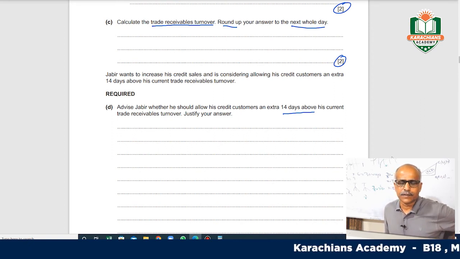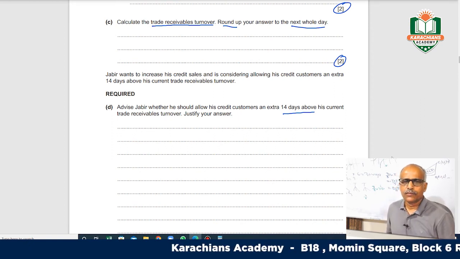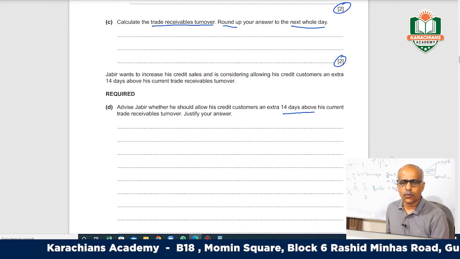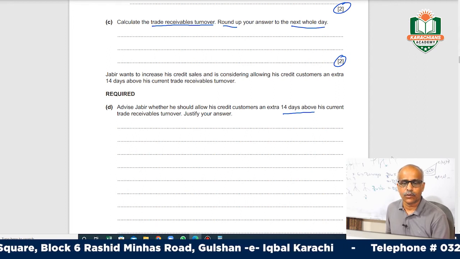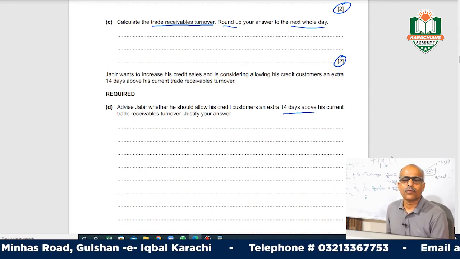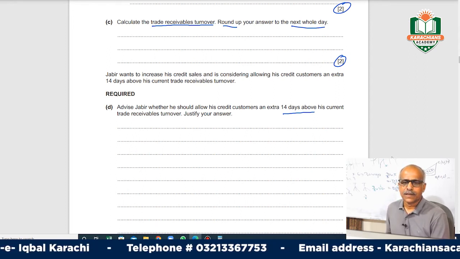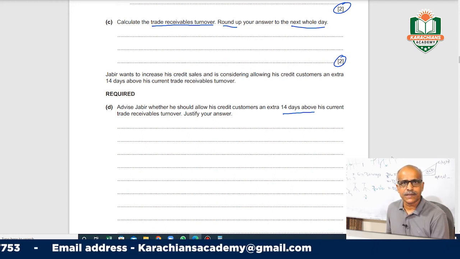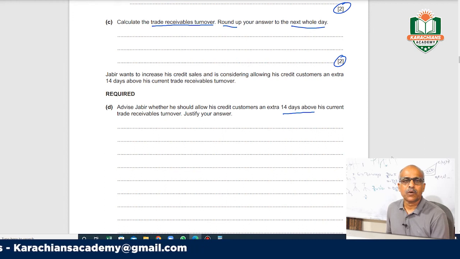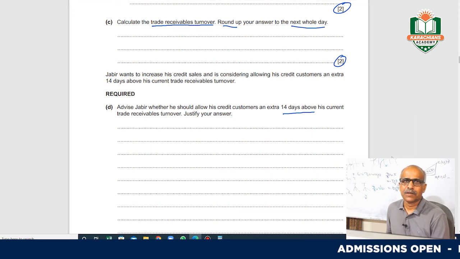Already you are on the very high side, because 52 days is very high. Normally sales remain outstanding for 30 days, hardly 40 days. So if you give 14 more days, what will happen? More money will be stuck in the receivables, right? There will be more chances of bad debts. These are the two things.